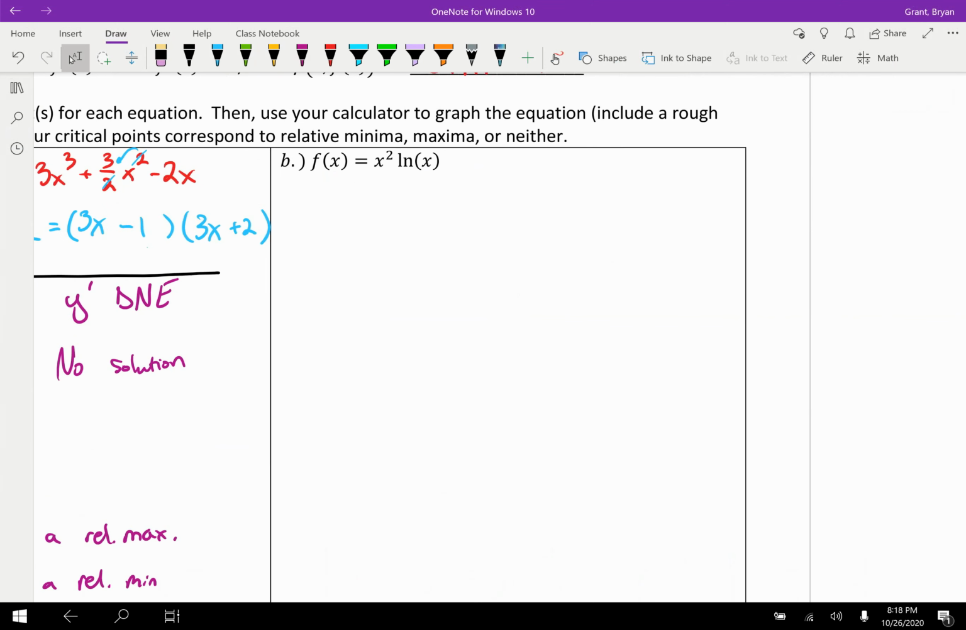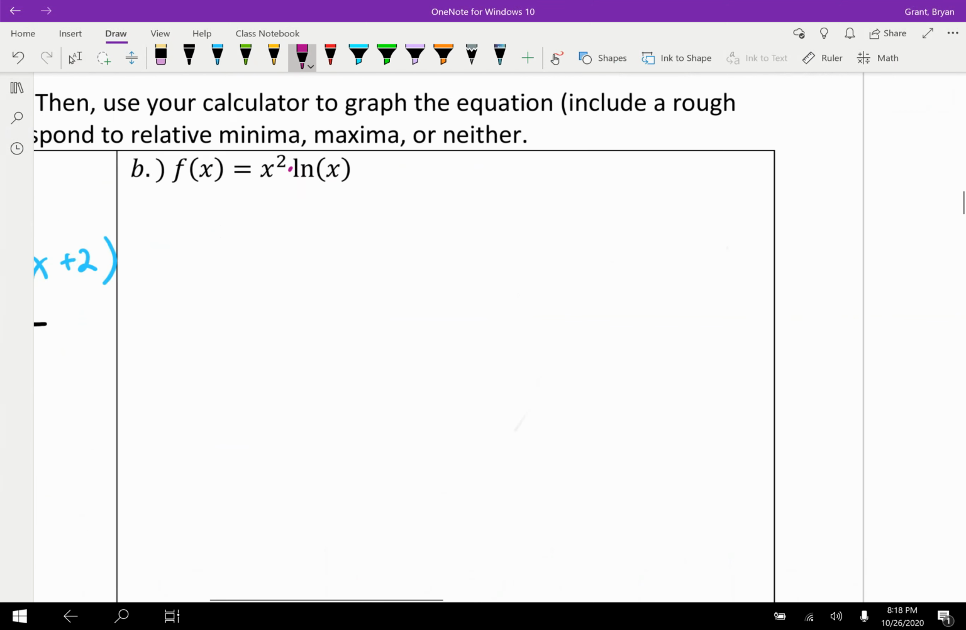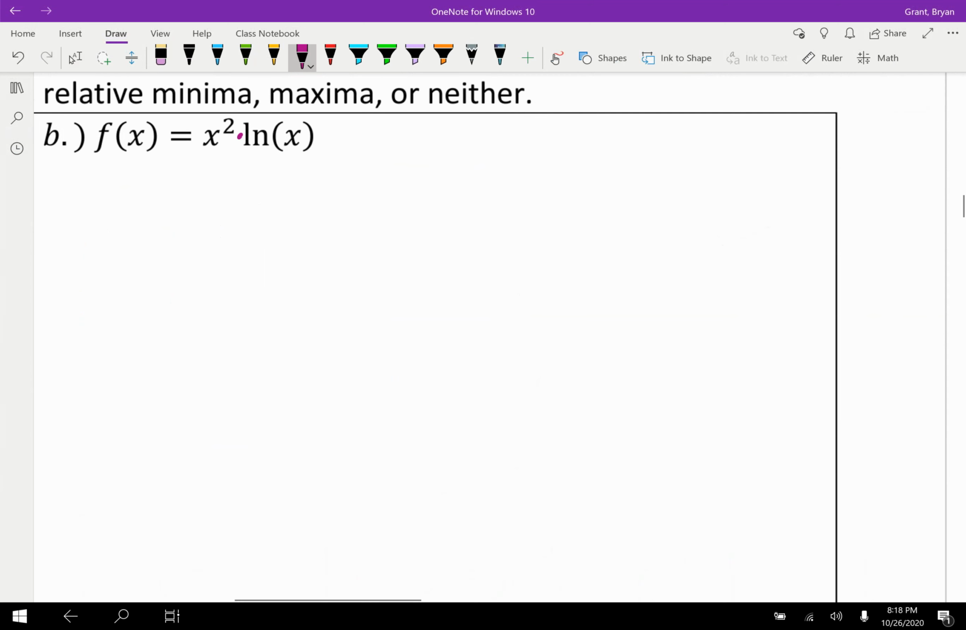f of x equals x squared times the natural log of x. Two things that are first, natural log, and second, multiplication. Product rule. Here we go. f prime of x first. Product rule, 2x, keep natural log the same. Add on x squared, take the derivative of natural log.